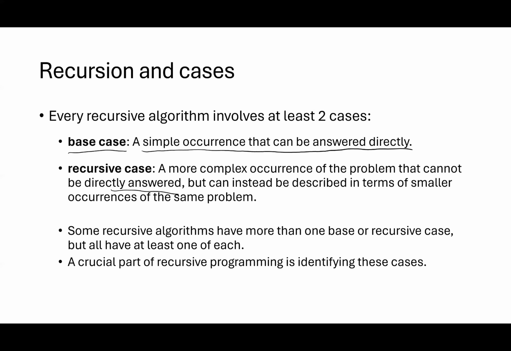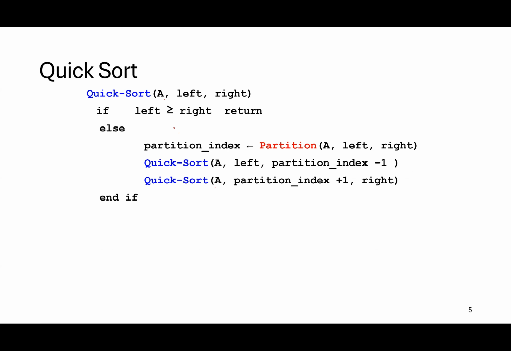Okay, some recursive algorithms can have more than one base case or recursive case. We will show them. But all algorithms have at least one base case. That's the crucial part. The crucial part of recursive programming is identifying those cases. So let's look at the base cases where our recursion will stop.